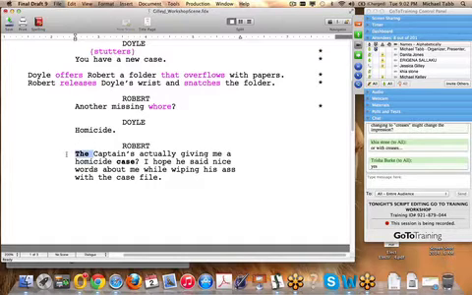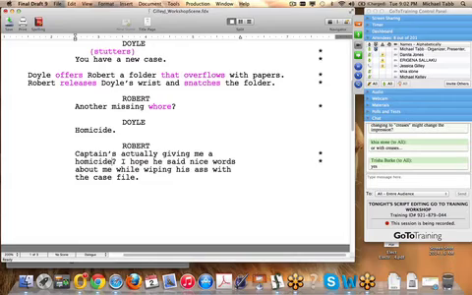Now, people refer to people in shorthand, so instead of the captain, maybe Captain's actually giving me a homicide. Okay. You don't need case because a homicide is a case. Correct. You know, I don't think Robert is overly expository with his dialogue.